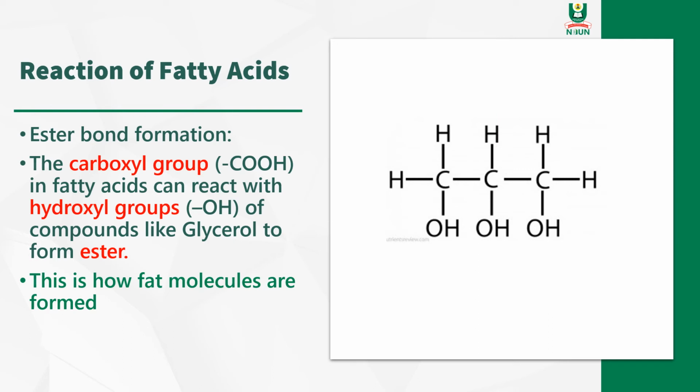So if one OH of glycerin reacts with one fatty acid chain, you have a monoglyceride. If these two OH groups of glycerin react with two fatty acid chains, you have a diglyceride. Then when three, that's this OH group reacts with one fatty acid, this reacts with another, this with another molecule of fatty acid, you now have a triglyceride. So that is how fat is formed.